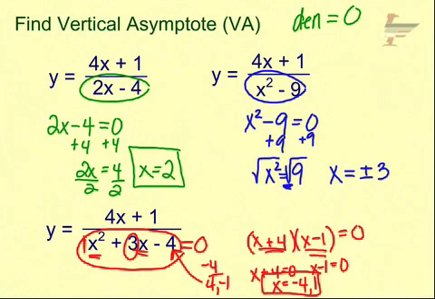So no matter what the rational function looks like, as long as you are setting your denominator equal to 0 and solving for x, you will get that vertical asymptote.